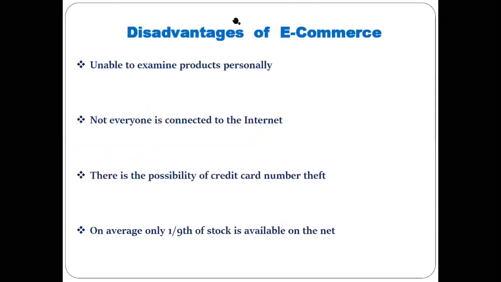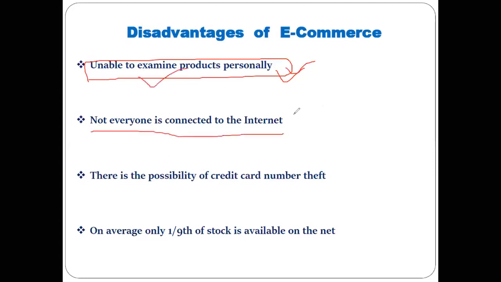These are some advantages. Let's come to the disadvantages. Unable to examine the product personally, that is one thing. What does that mean? Just like you go to a physical shop like a mobile store, you can check how the photo comes out, whether the clarity is good, this kind of thing. Everything you can check in the physical store, yes or no? Can we check these things online? No. That's why, unable to examine the product personally.